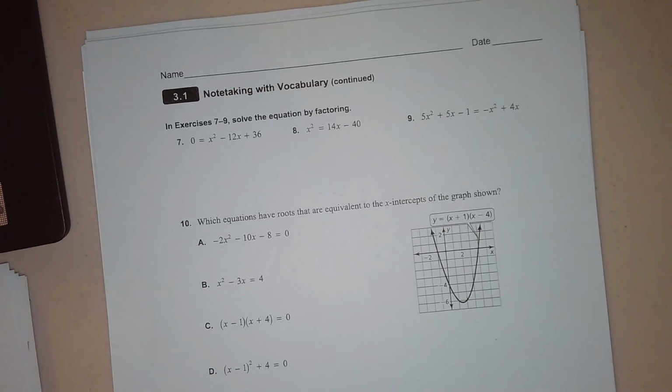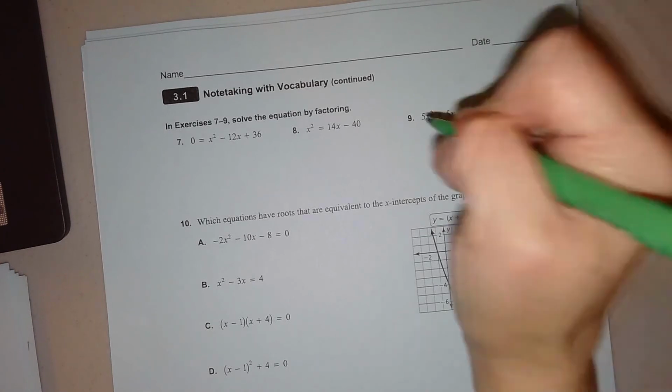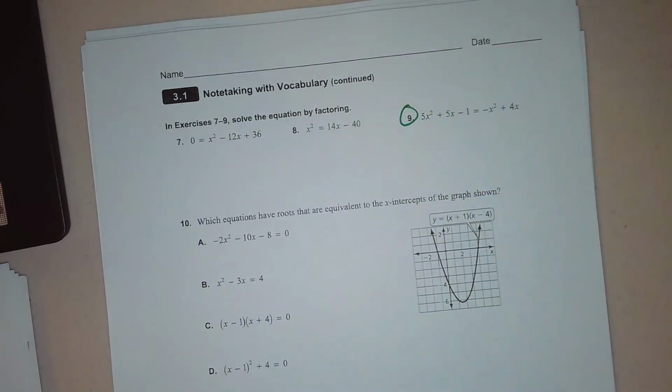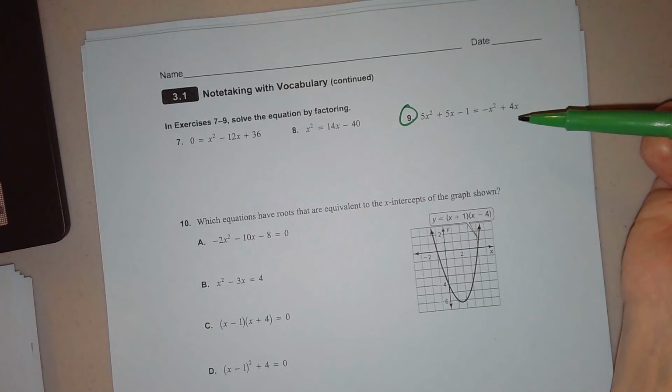So I'm going to go ahead and go through an example of factoring. I'm going to do the hardest one, which is number 9. So I'm going to skip 7 and 8. I'd like you guys to do those if you want some additional practice, but I'm going to start with number 9 because it's the hardest.